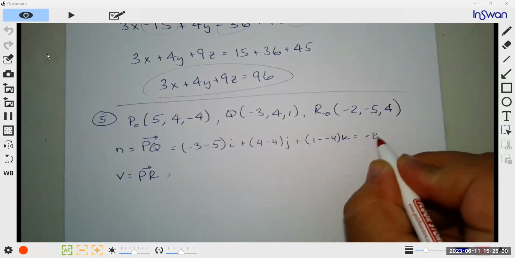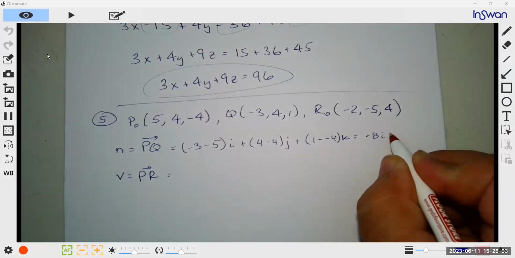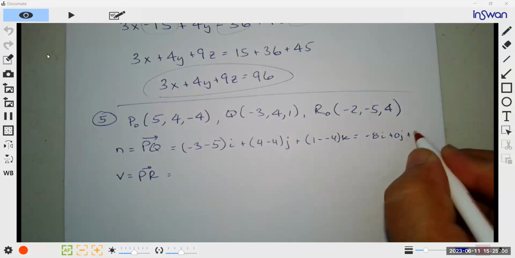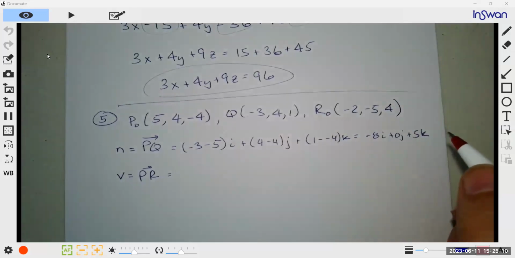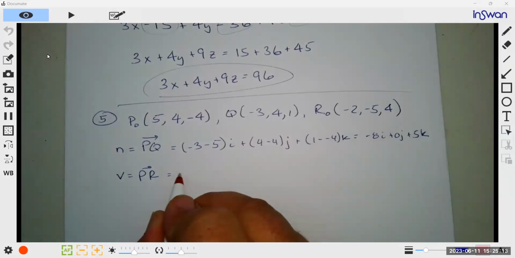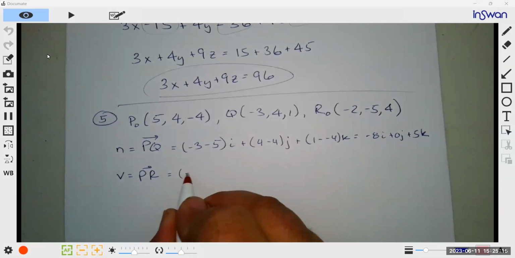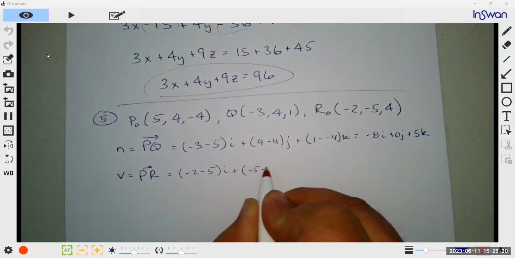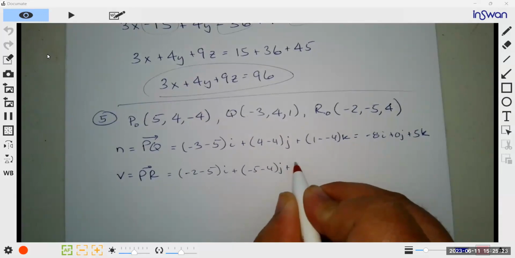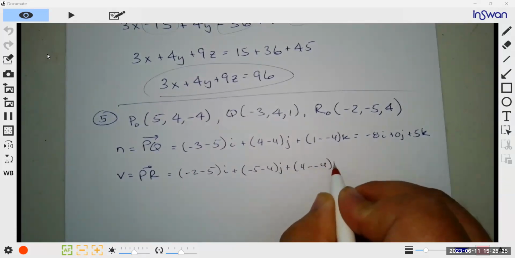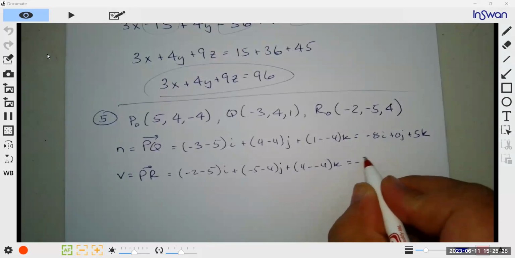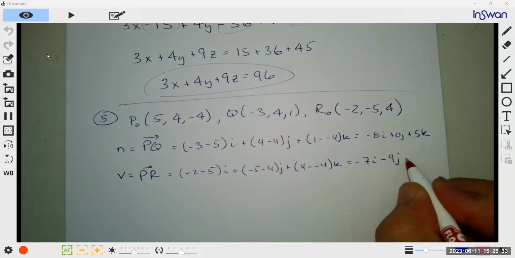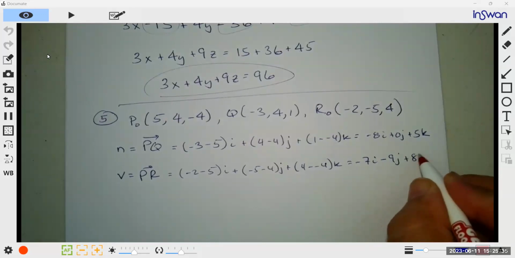which is equal to -8i, 0j, 5k. And PR: -2 minus 5i, -5 minus 4j, 4 minus -4k, which is -7i minus 9j plus 8k.